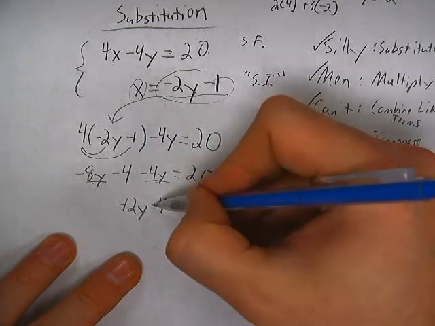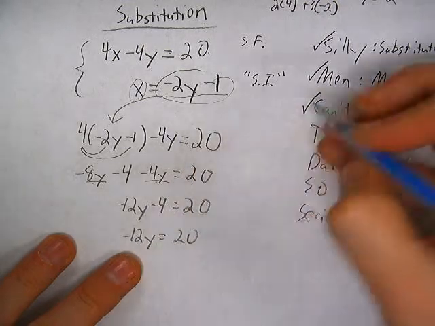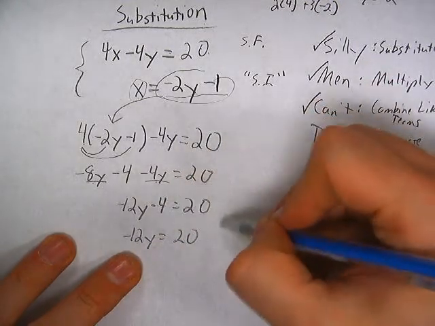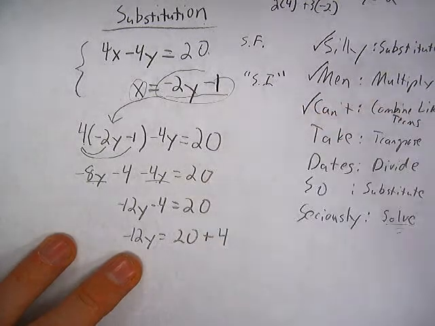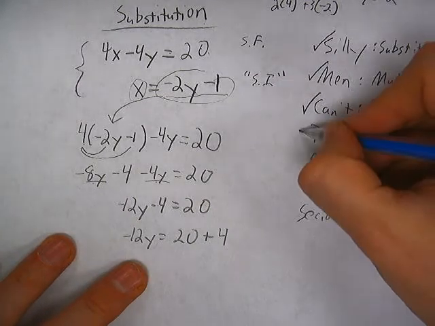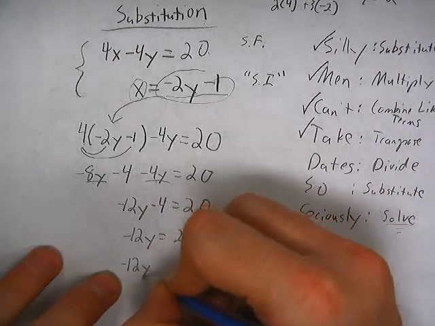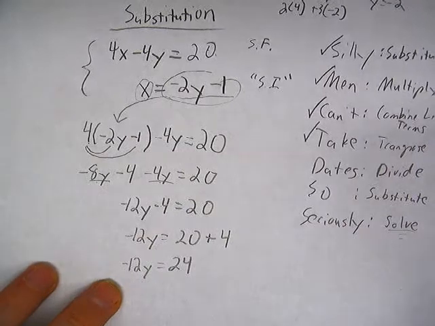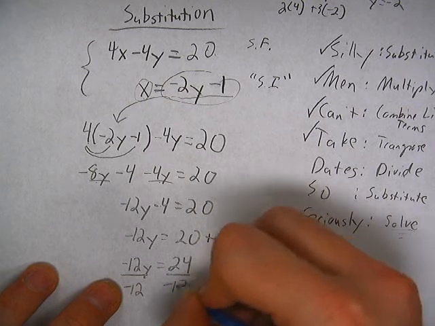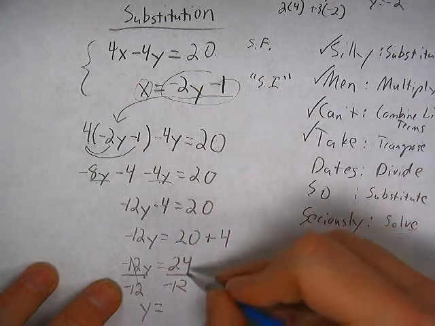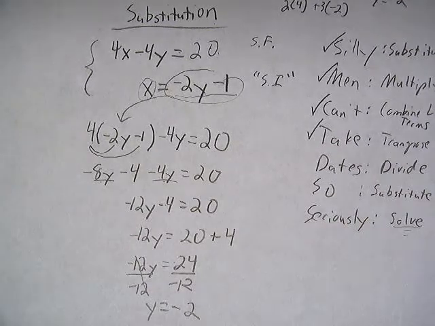Transpose. Let's go ahead and transpose that number over. Negative 12y is equal to 20. When we transpose, remember it means it moves to the other side of the equal mark, and it changes signs. So it becomes 20 plus 4. The transposing is done. Let's clean that up: negative 12y is equal to 24. Now D, divide. Divide both sides by the number in front of y. That gives me y is equal to, well, positive and negative make a negative, 24 divided by 12 gives me 2.